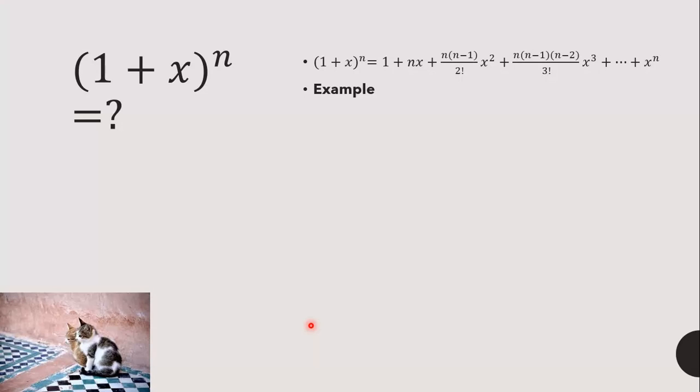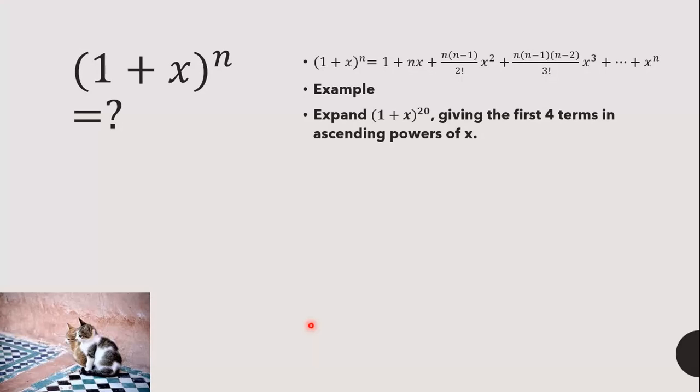And if you don't know what factorial is, 2 factorial is 2 times 1. 3 factorial is 3 times 2 times 1. 4 factorial is 4 times 3 times 2 times 1. Does that make sense? Okay, so here's an example, and it might make this all make more sense. Expand (1 + x)^20, giving the first 4 terms in ascending powers of x.